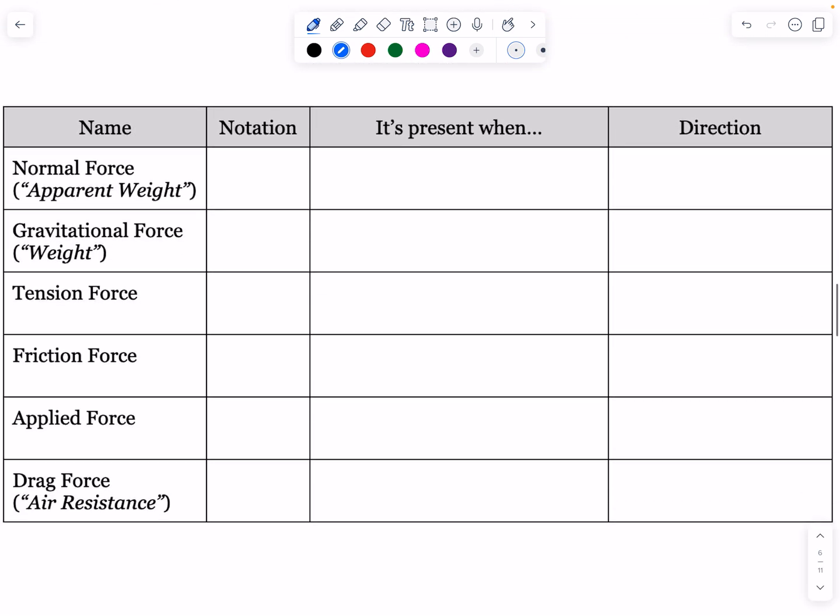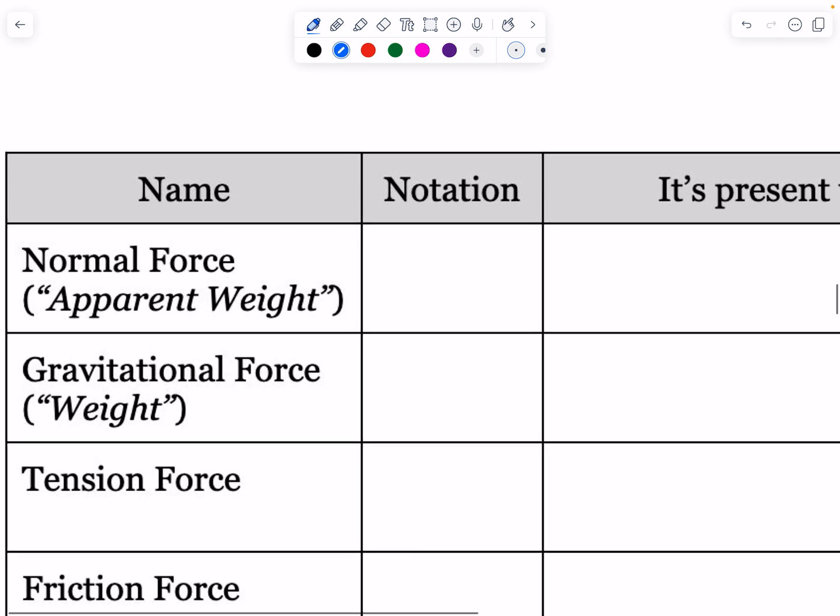Okay, here are the 6 big types of forces. Let's take a couple minutes and break down each one. So first, the normal force, we'll also sometimes see it referred to as apparent weight. It is symbolized by capital F sub n in our equations.